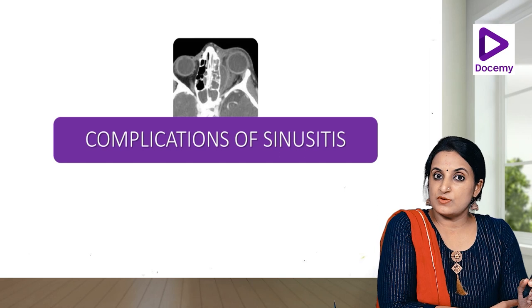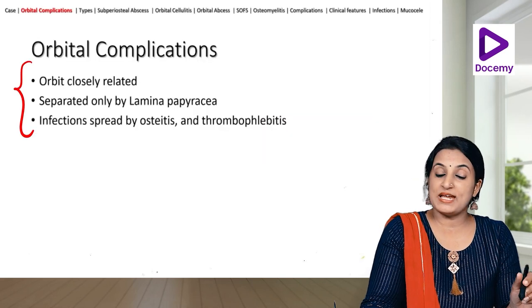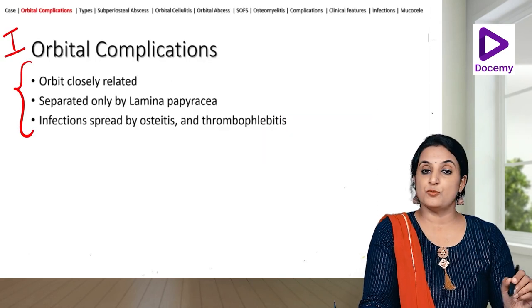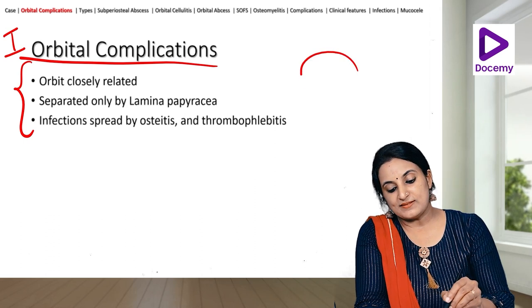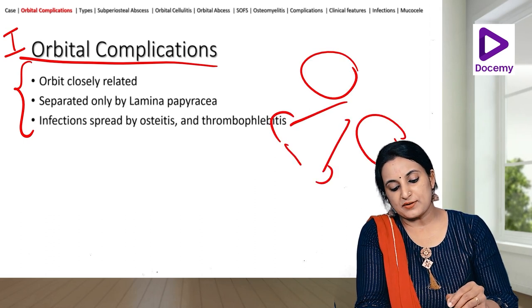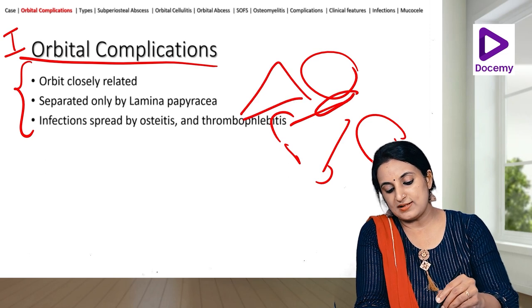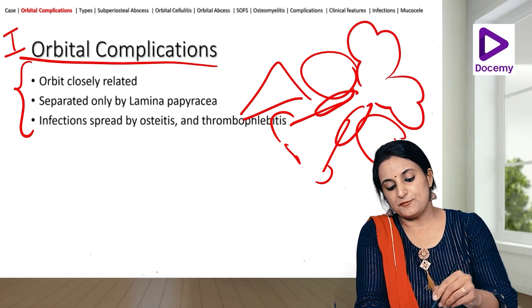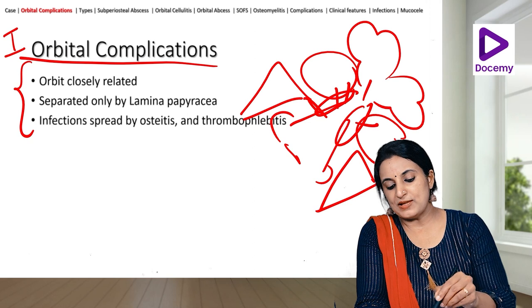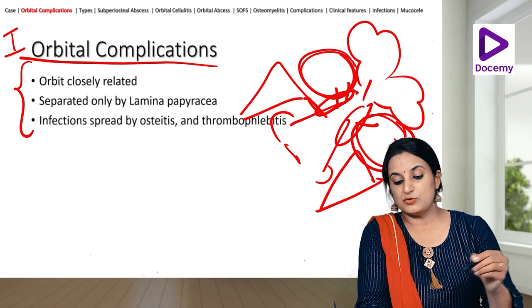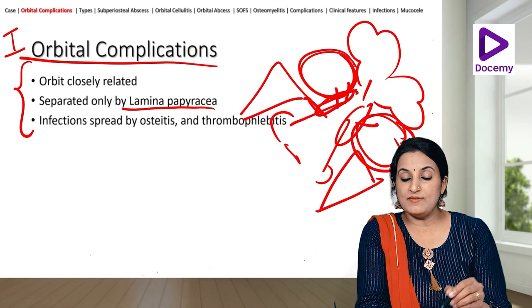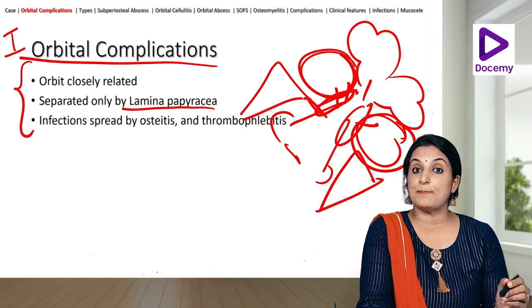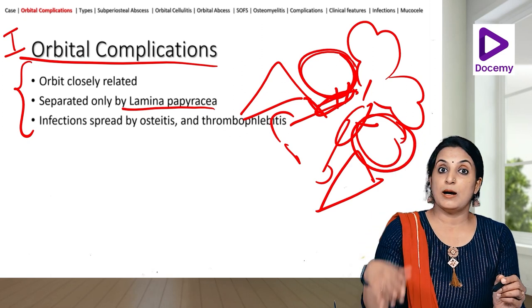Now the complications of sinusitis. Let's look at each complication one by one, beginning with orbital complications. We should remember that the orbit is very closely related to all the sinuses. The ethmoids, the frontal, and the maxillary are all in close proximity to the globe and to parts of the orbit. They are separated only by a very thin bone, which is called the lamina papyracea, as its name suggests, a paper-thin bone.